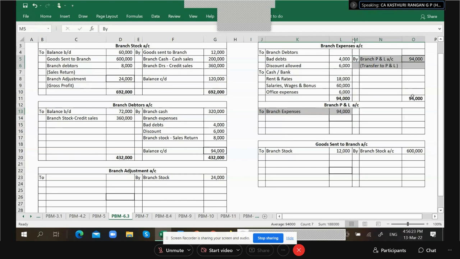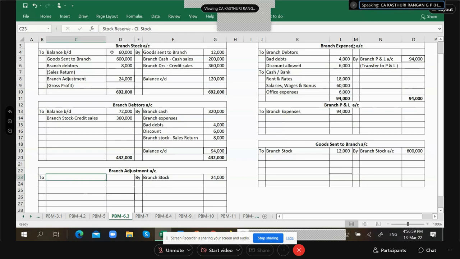Now, on the other side, you should get the gross profit. The gross profit is 24,000 subject to elimination of loading. The elimination of loading should be done in the adjustment account. Loading on opening stock and goods sent to branch should be put on the credit side. Loading on closing stock should be put on the debit side. Then you will get the exact or the correct gross profit made by the branch. That only should be transferred to the P&L account.